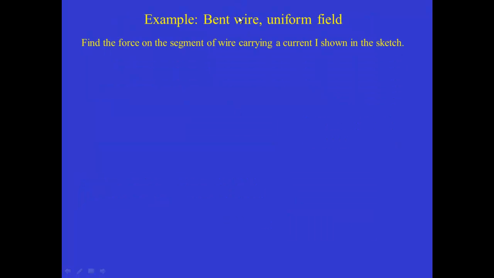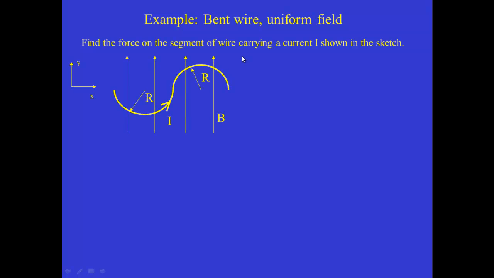Now here's an example where we will use that equation from the previous slide to find the force on a segment of wire. So let's imagine we've got a segment of wire carrying a current I, and this segment of wire is actually made up of two semicircular segments joined together. So there's a uniform magnetic field B, there's a current I flowing through this wire, and the two semicircles have radius r. What's the force on the segment? So it looks kind of complicated, and it is, but it simplifies significantly if B is uniform, if B has the same direction and magnitude everywhere in space.